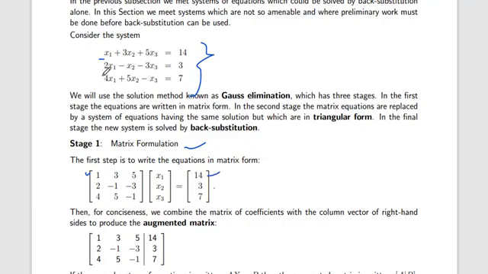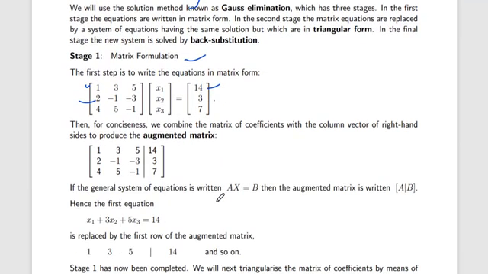Okay, the second equation has coefficients 2, minus 1, minus 3. You can see here 2, minus 1, minus 3. You have to make it a row. Then 4, 5, minus 1. Here is the x1, x2, x3 multiplication, and 14, 3, and 77.